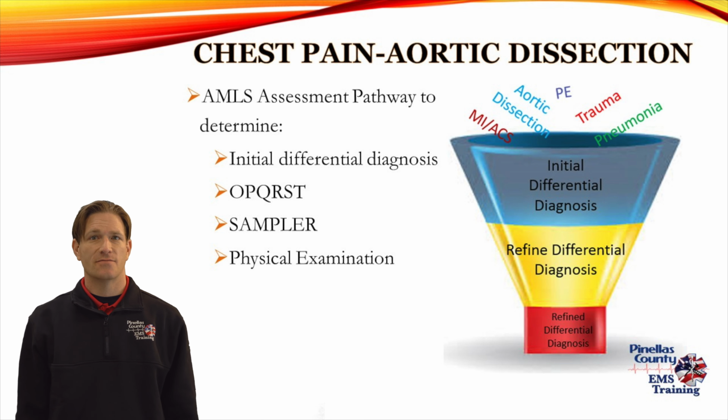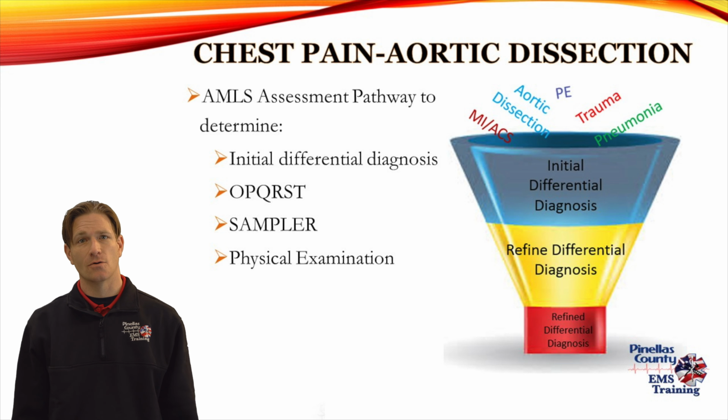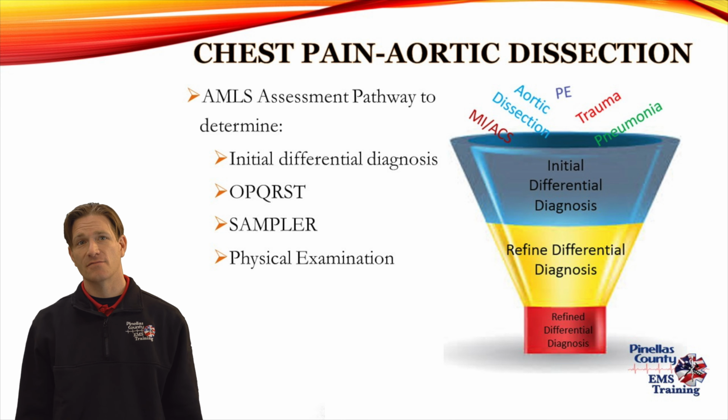Start with listing the differential diagnosis based on the patient complaint. The OPQRST information will help you look at the events leading up to what's going on, in other words, the history of the present illness again. SAMPLER history provides background information of the patient, and all of this is important, but prioritize allergies, medications, and history. And of course, make sure you perform a thorough physical examination.